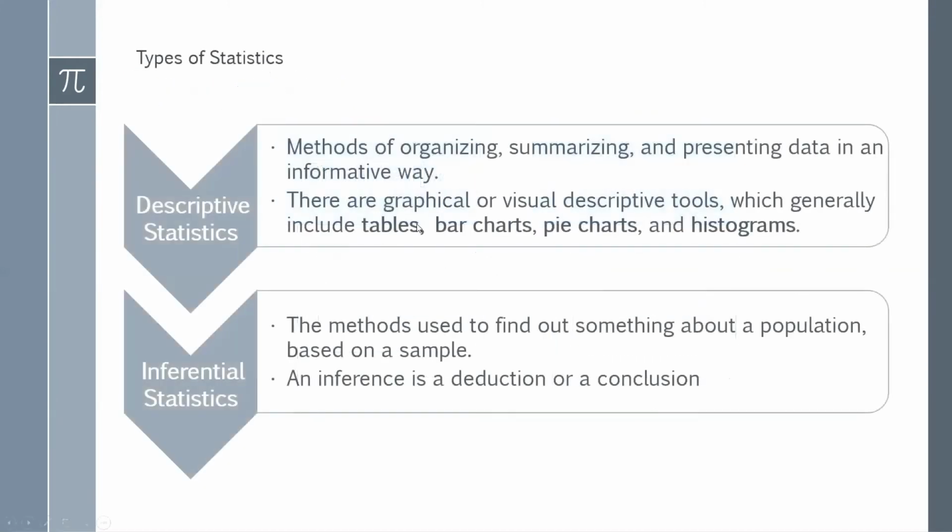And the next one. As I already mentioned, we have two types of statistics. One is descriptive and one is inferential. Descriptive is where we summarize and present the data and analyze it with bar charts, pie charts and histograms. And inferential is what you conclude from the analysis. What do you learn? What did you identify from all these descriptive data? That is inferential statistics.